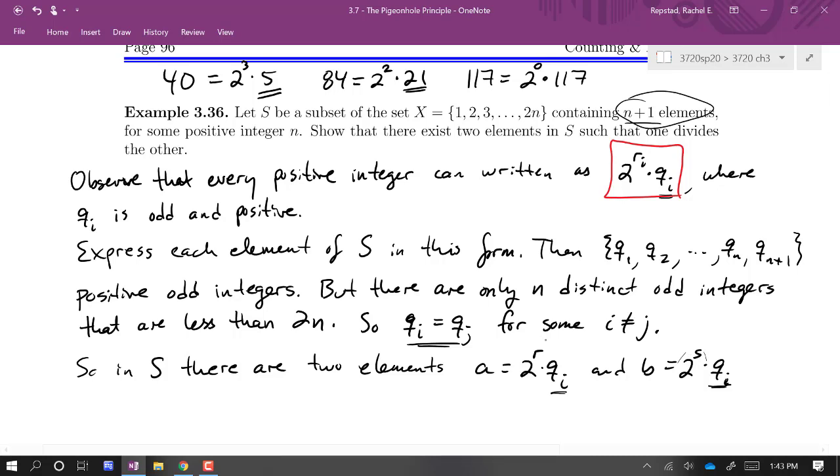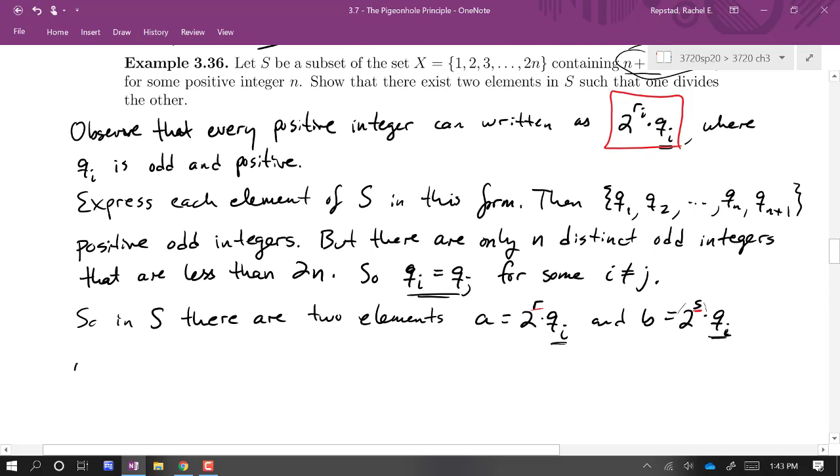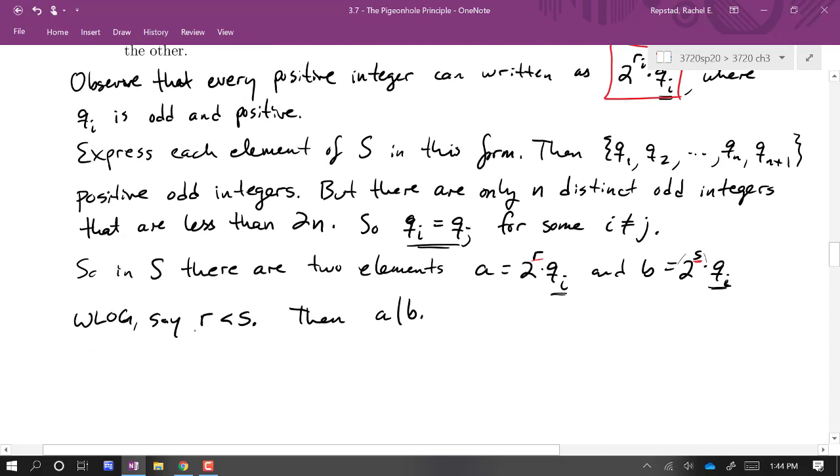Now, we've got 2 to the r and 2 to the s. For sure, we could say either r is less than s or s is less than r. Without loss of generality, let's say that r happens to be less than s. Then if r is less than s, they have the same odd factor, but A has fewer factors of 2 than B does. And so that means that A divides B. And just to show this maybe in a little bit more detail, here are a few extra steps to convince you that A has to divide B. If r is less than s, let's say that means that s is r plus k, right?